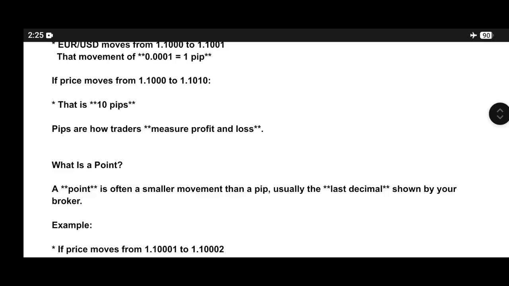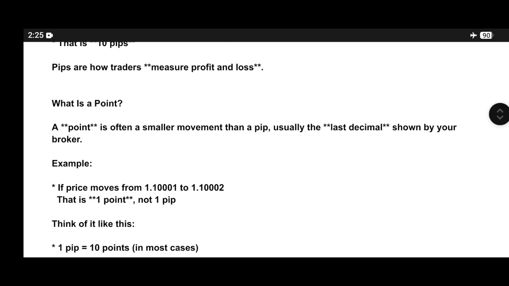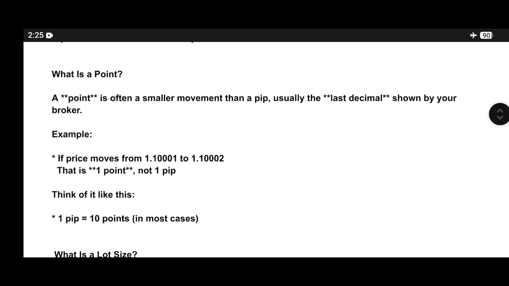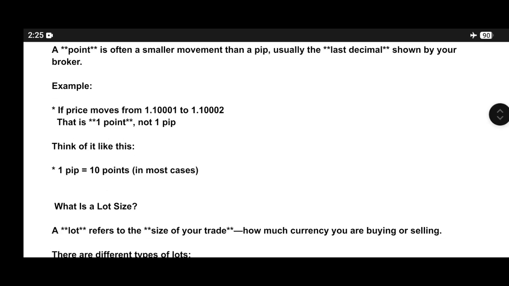So what is a point? A point is often a smaller movement than a pip, usually the last decimal that is shown by your broker. Example, if a price moves from 1.10001 to 1.10002, it means 1 point, and not 1 pip. Think of it like 1 pip equals 10 points in most cases.